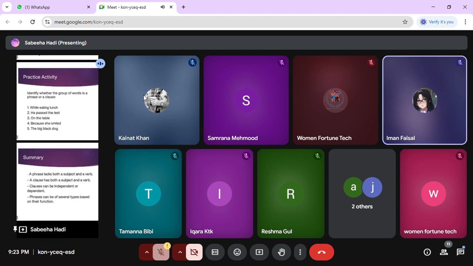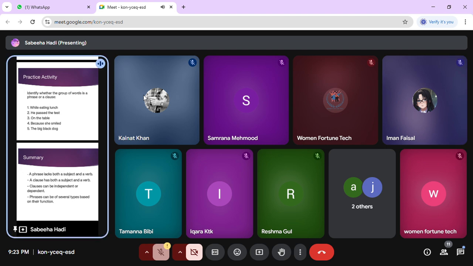Understand? So, in summary, a phrase lacks both a subject and a verb. A clause has both a subject and a verb. A clause can be independent or dependent, and a phrase can be of several types based on its function, like noun phrase, adjective phrase, adverb phrase, and so on. Now you are clear, girls? If you have any problem or question related to today's topic, just tell me.